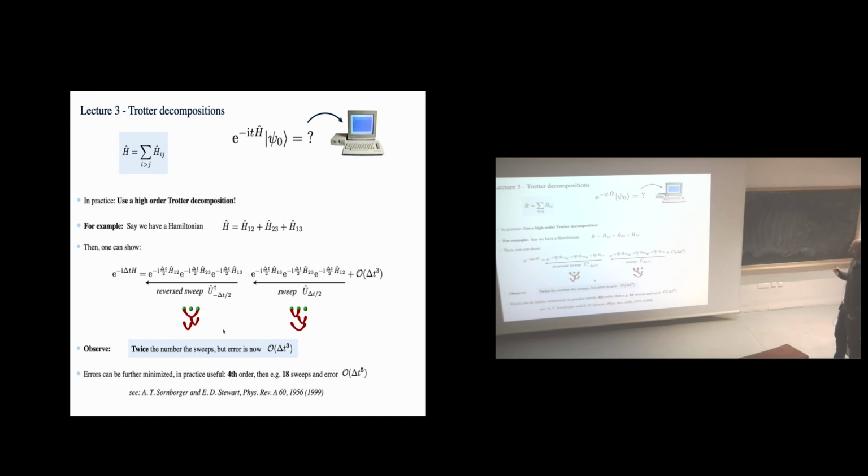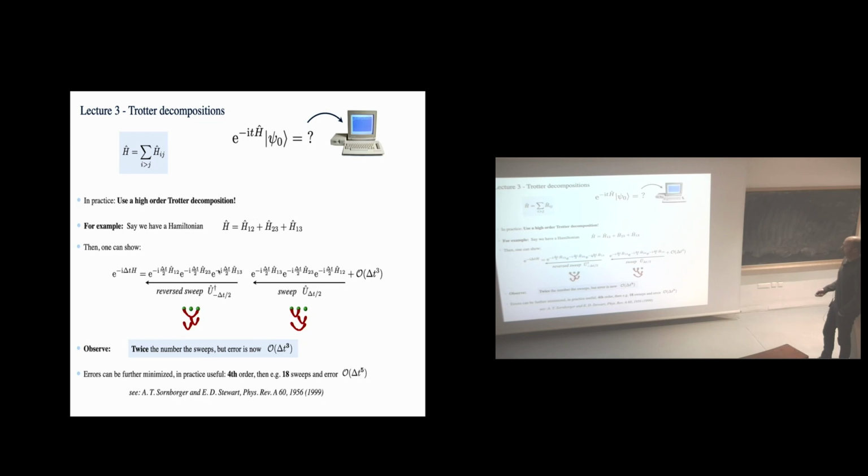But just to introduce the main concept, here I give a simple example of what would be a second order method. Imagine I have some type of Hamiltonian where I have just 3 sites in my system. And let's say I have a Hamiltonian that couples 1, 2, 2, 3, and 1, 3. Then I can do the following.